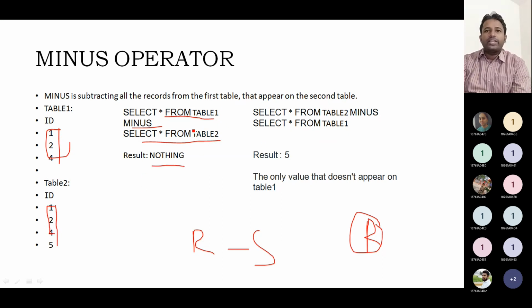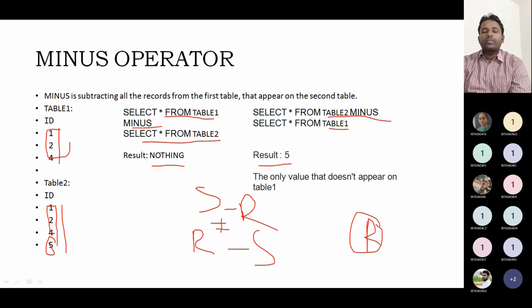Suppose if you write S minus R, the result of R minus S and S minus R are totally different. So those two are not equal, right? So if I go for table 2 minus table 1, table 2 is 1, 2, 4, 5, minus table 1 which is 1, 2, 4. In 1, 2, 4, 5, if you remove 1, 2, 4, the result will be 5. So the result is 5. Okay. So that is what minus operator in SQL.